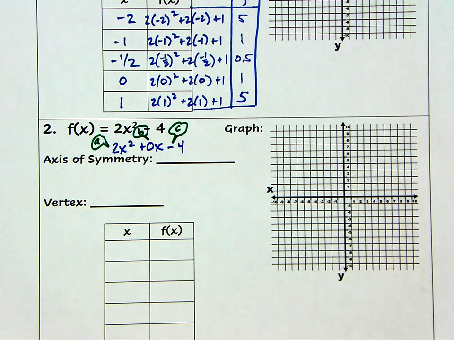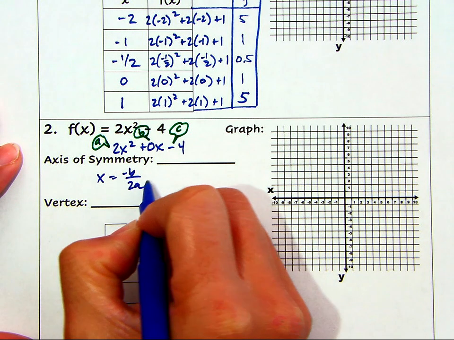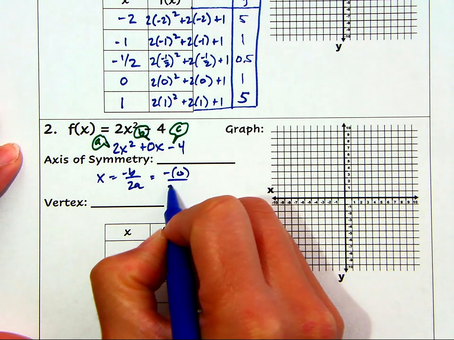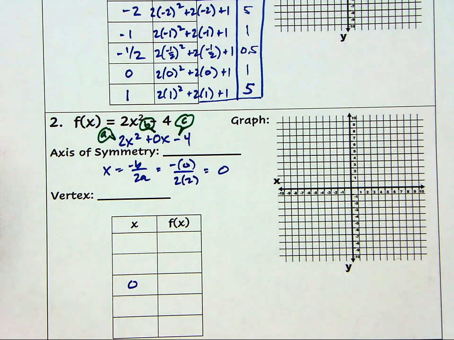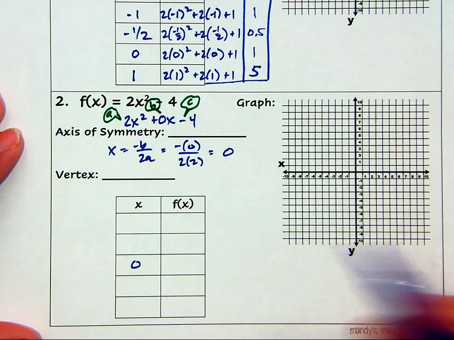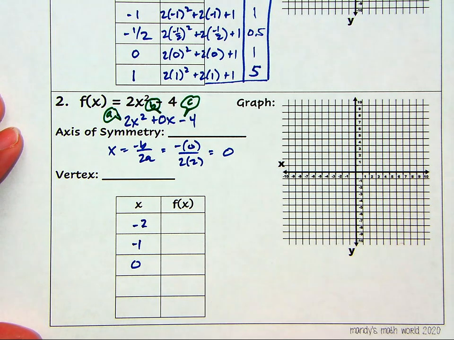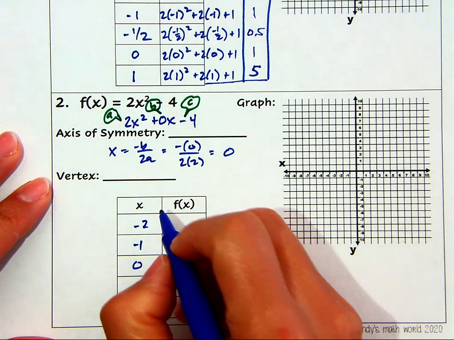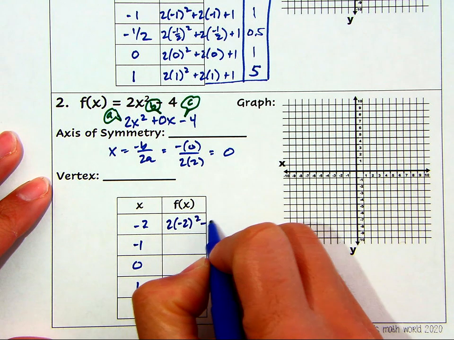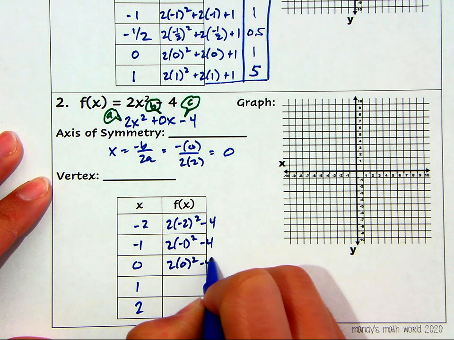All right, so x equals negative b over 2a. That's going to be negative 0 over 2 times 2, and that's just going to be 0. Okay, it's really nice when the axis of symmetry produces the value 0. Okay. All right, then we'll pick 2 integers just less than 0, so negative 1, negative 2. 2 integers just bigger than 0, 1 and 2. And then we will evaluate our function. Okay. 2 times negative 2 squared minus 4, 2 times negative 1 squared minus 4, 2 times 0 squared minus 4, 2 times 1 squared minus 4, and 2 times 2 squared minus 4.